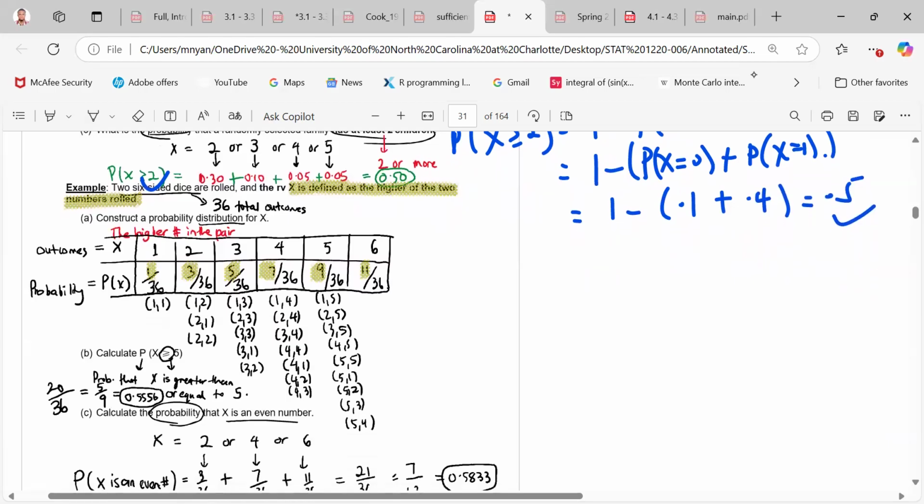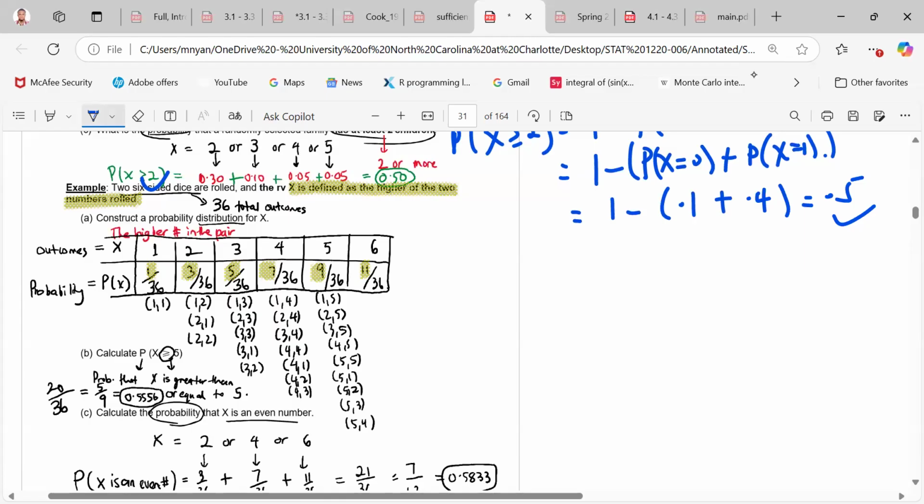Okay, so we have another example, but here you have two six-sided fair dice. Each die has 6 outcomes on it, 1, 2, up to 6, and if you roll these dice together you get 36 outcomes in all. We define the random variable to be the number that is higher when you roll these two dice together. This is how you construct the sample space.